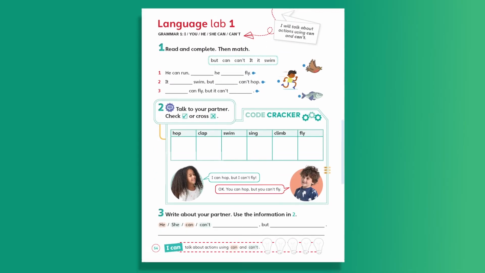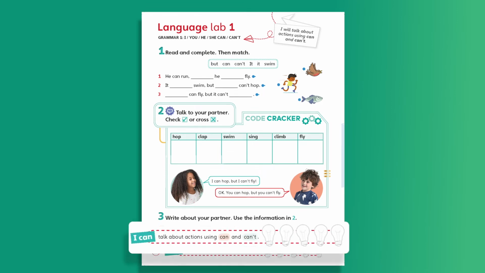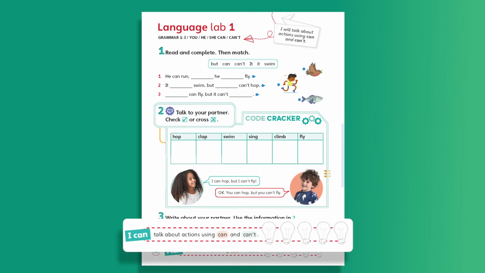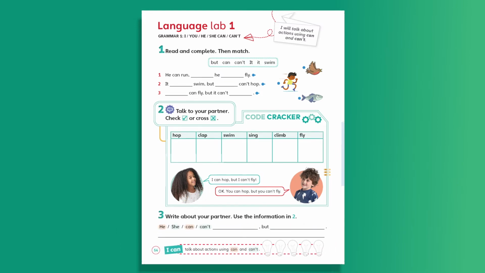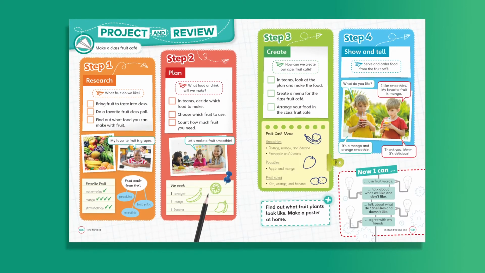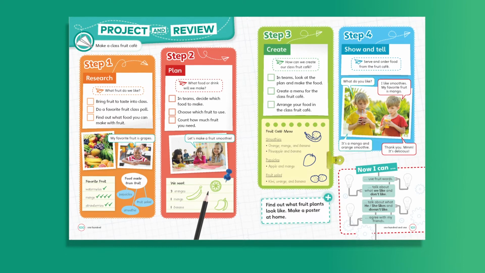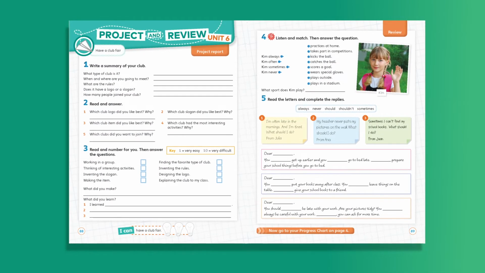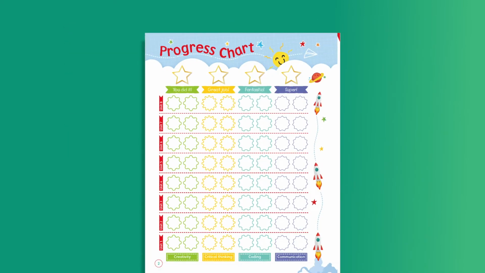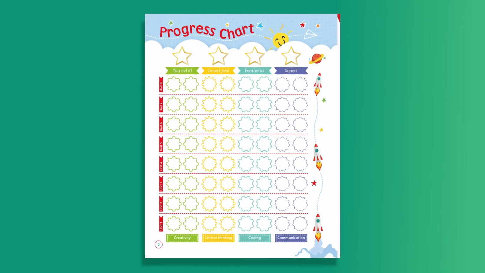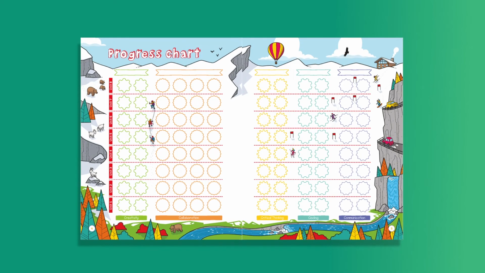There are opportunities throughout English code for students to decide how confident they feel about their learning, or self-assess. The project and review lessons at the end of every unit give teachers and learners an opportunity to review progress. The progress chart at the front of the workbooks allows teachers to monitor learning and fill any gaps.